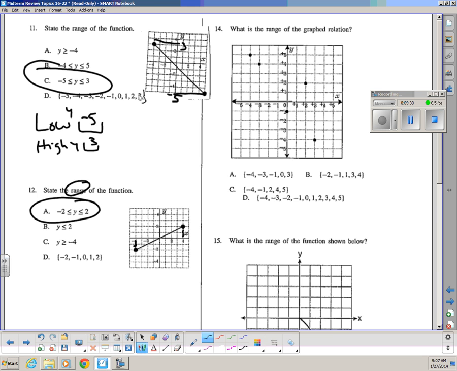Number 14, looking at the range. Now I just have points. I don't have a connected graph. So I can list them out.